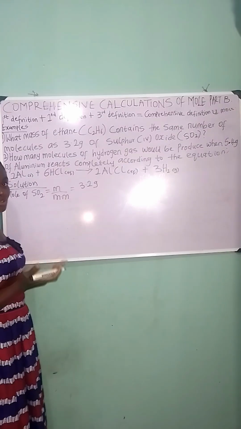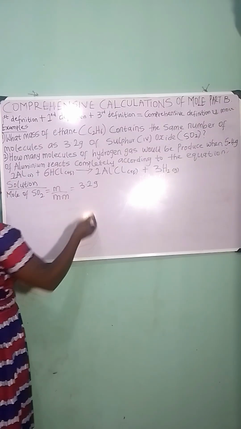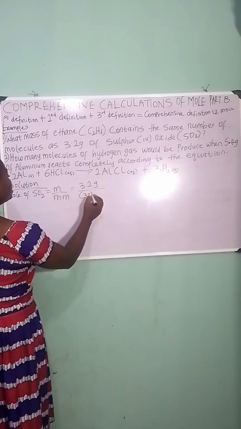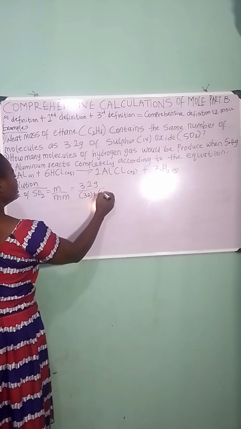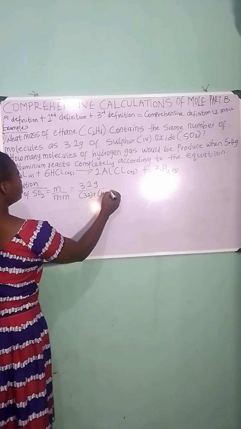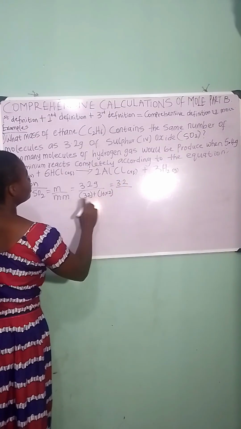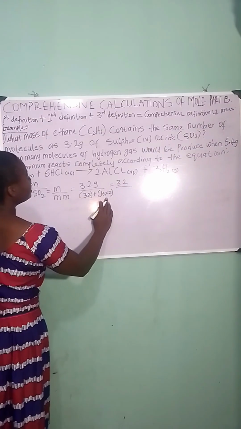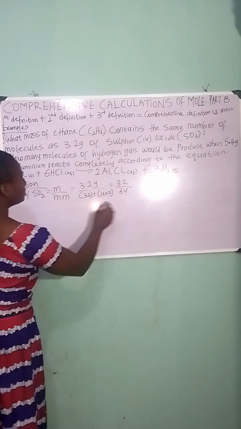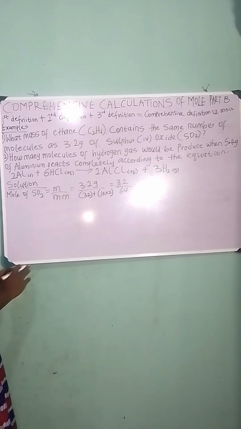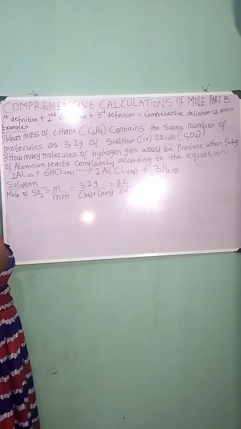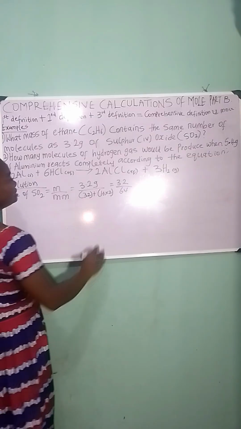What is the molar mass? The molar mass of sulfur 4 oxide, you calculate for it, okay? 32 plus 16 times 2, okay? This is equals 3.2 over 32 is here, 32 is here. This is 64. This is how to calculate the molar mass. Check the previous tutorials, okay, so that you understand how we did this.